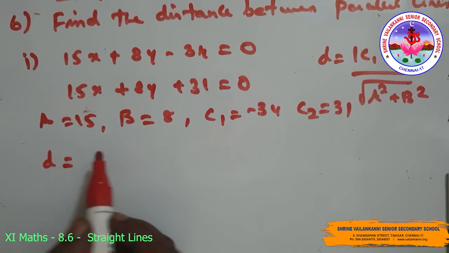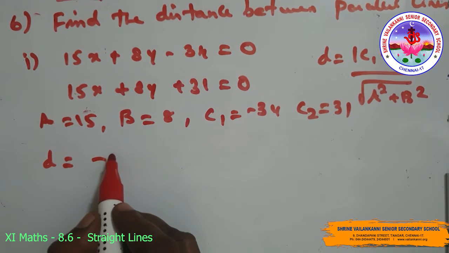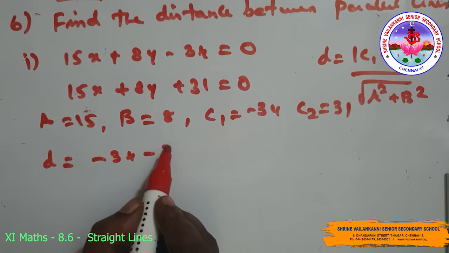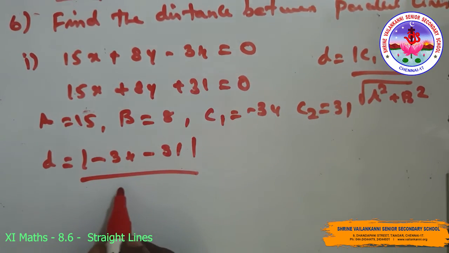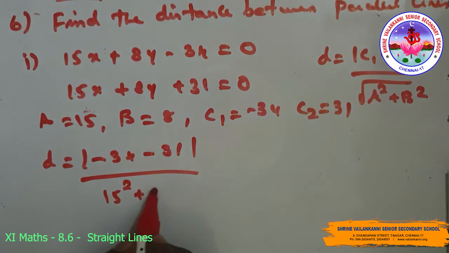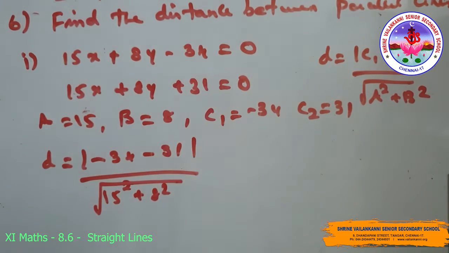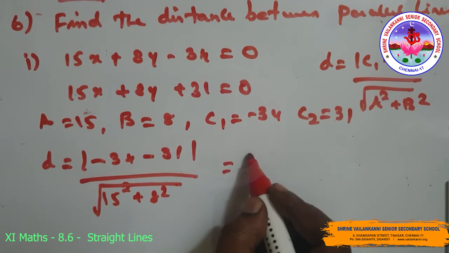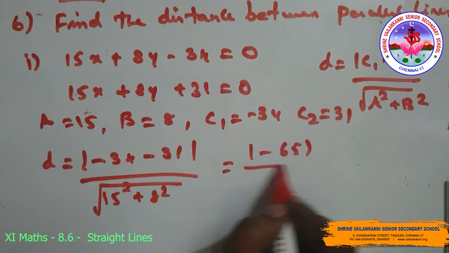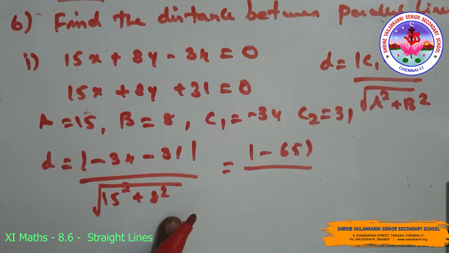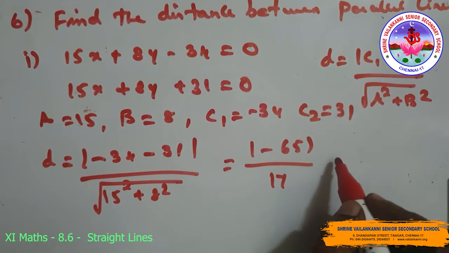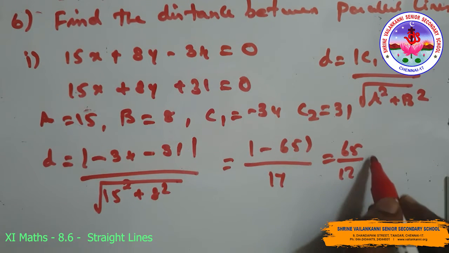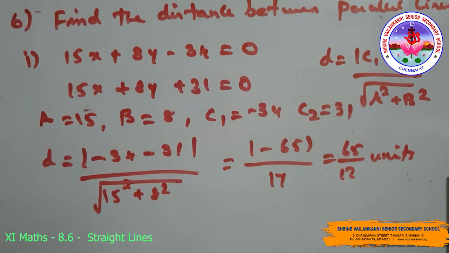So distance d equals c1 minus c2, so -34 - 31 by root of a square plus b square. So 15 square + 8 square, which is equal to modulus of -65 by 225 + 64, square root of 289, which is 17, which is equal to 65 by 17 units.